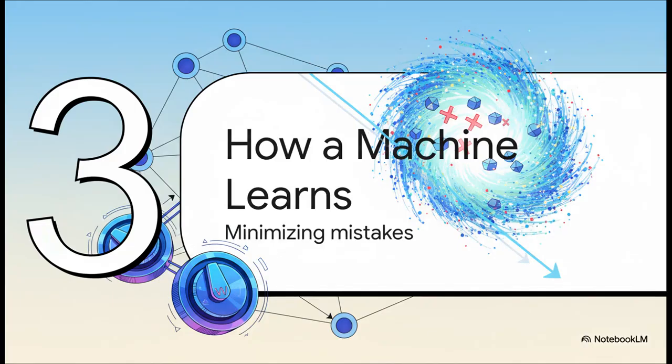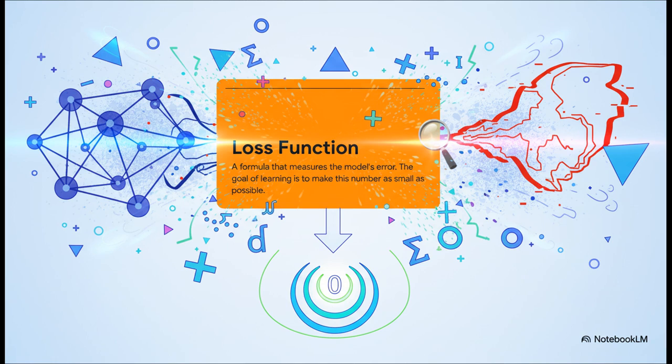Okay, so now our model has 2 knobs to turn, a weight and a bias. But how does the machine figure out the best settings for them all by itself? This, right here, is the absolute heart of machine learning. Well, first things first, before the machine can get any better, it has to have a way to measure how wrong it is right now.